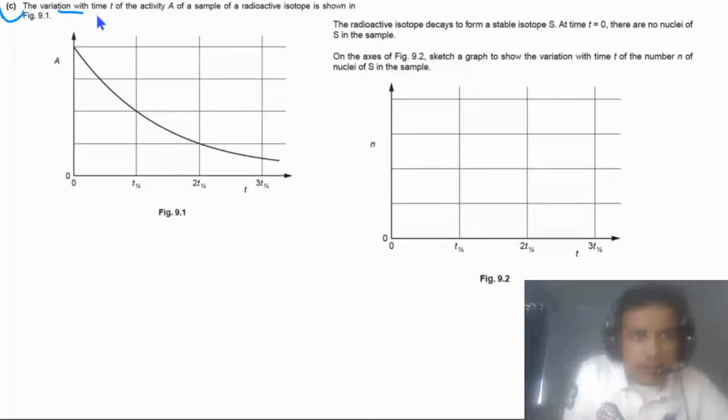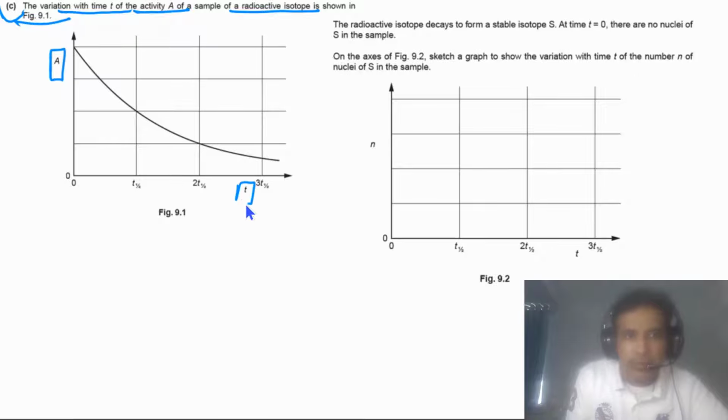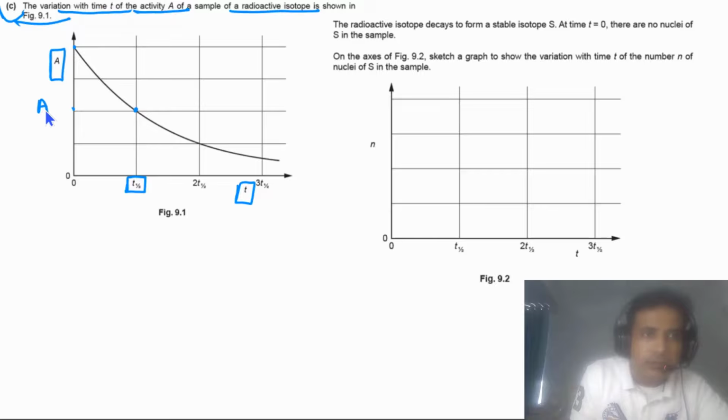Part C says the variation with time t of the activity capital A of a sample of a radioactive isotope is shown in figure 9.1. If you look at figure 9.1, we have activity on the y-axis and time on the x-axis. If you look at this carefully, we can see after one half-life, activity becomes half, means activity here is equal to A by 2. And after another half-life, activity again becomes half of the previous activity, so this activity will be equal to A by 4.